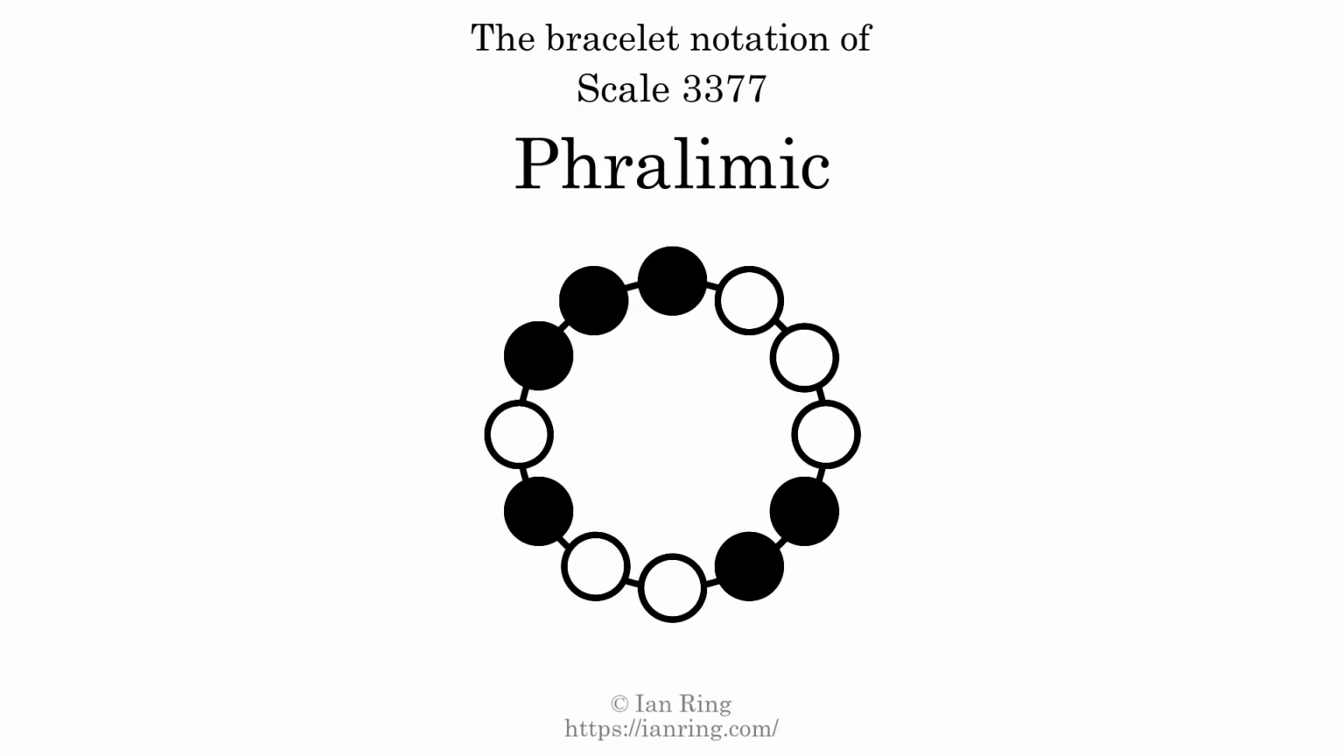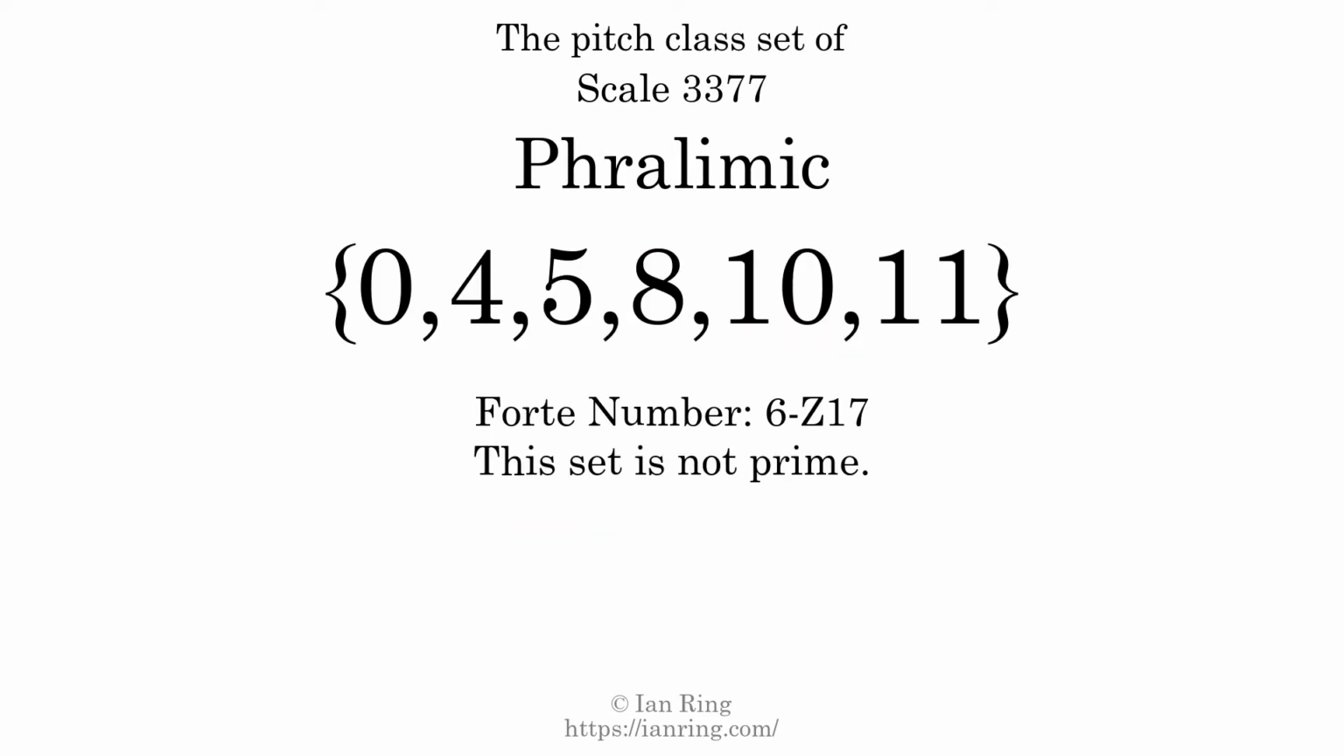This is a bracelet notation diagram of scale 3377. The shaded circles represent tones that appear in the scale, and they are read clockwise, starting at the top. The pitch class set for this scale is 0, 4, 5, 8, 10, 11. The forte class is 6Z17. This set is not prime.